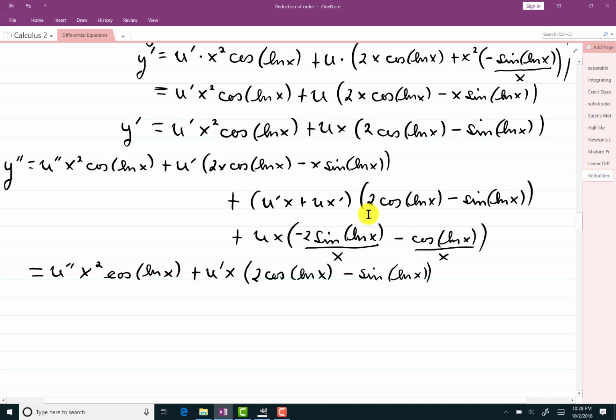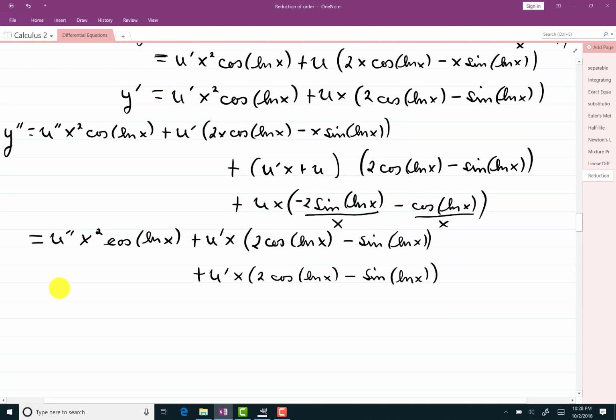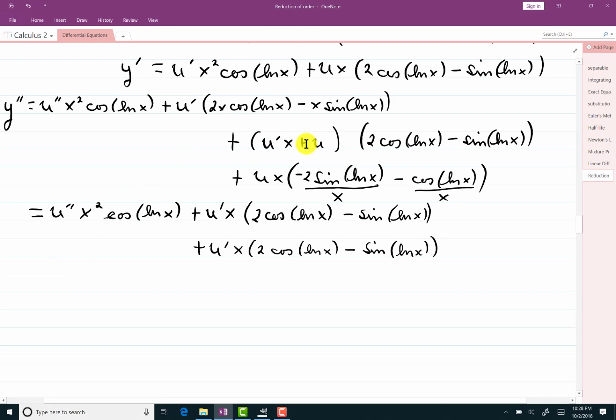All right, also I'm going to realize that x prime is equal to 1. So it might not be a bad idea right now to change this, take it out. That's equal to 1. All right, let me do the u prime x and distribute it to this stuff. And I think I have it again. That's why I'm sort of writing it this way. U prime x times 2 cosine of ln of x minus sine of ln of x. And then I'm going to group all the u stuff together. Let me put plus u times that same stuff.